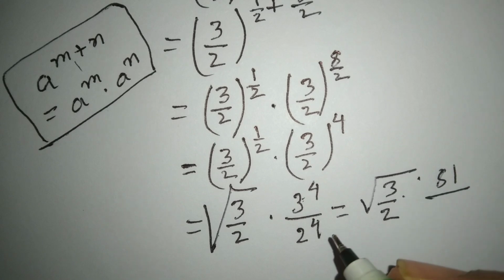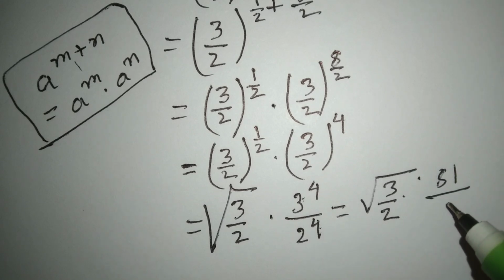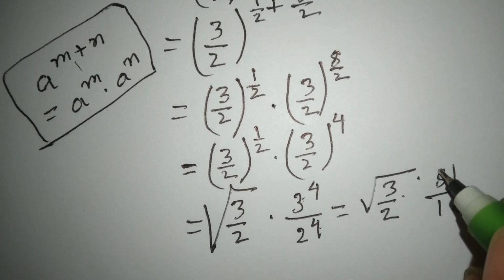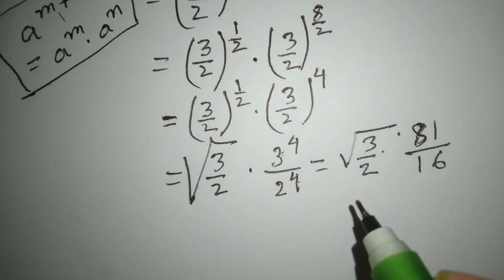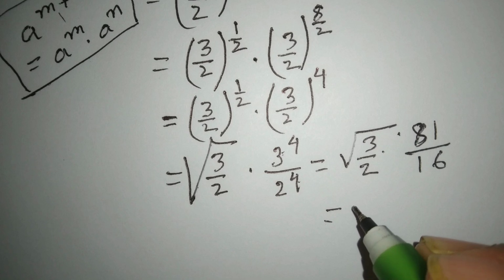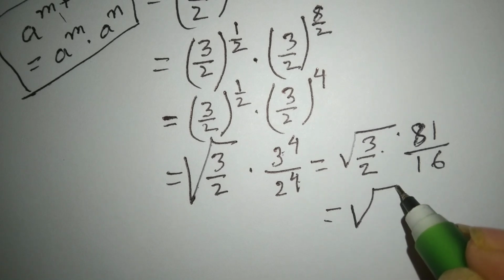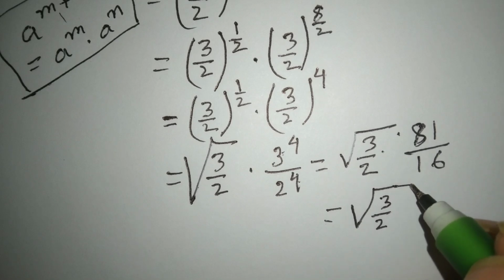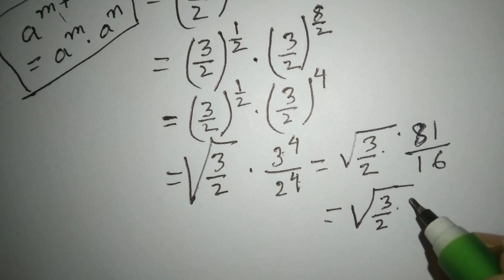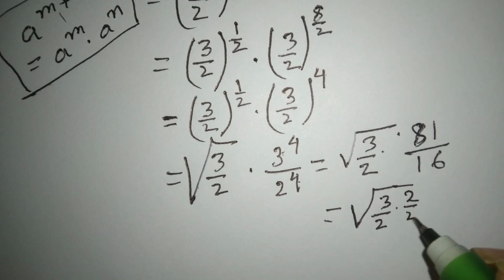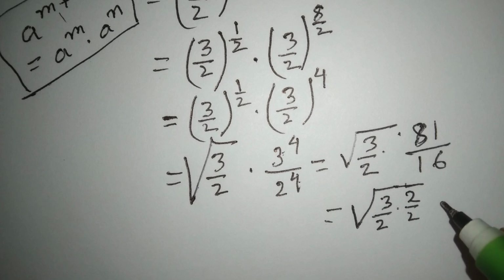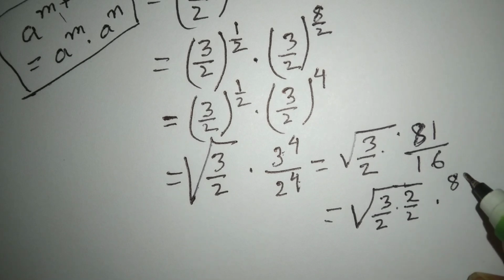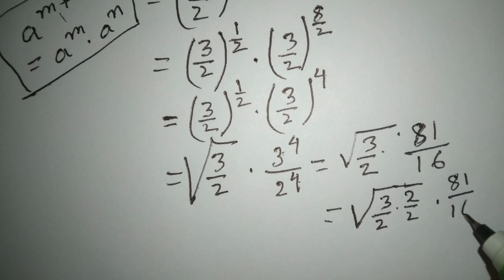That is equal to 81 over 2 raised to 4, which is 16. So 81 over 16. This is equal to the square root of 3/2 times, 2 over 2, here nothing changes, 2 over 2 is equal to 1, times 81 over 16.